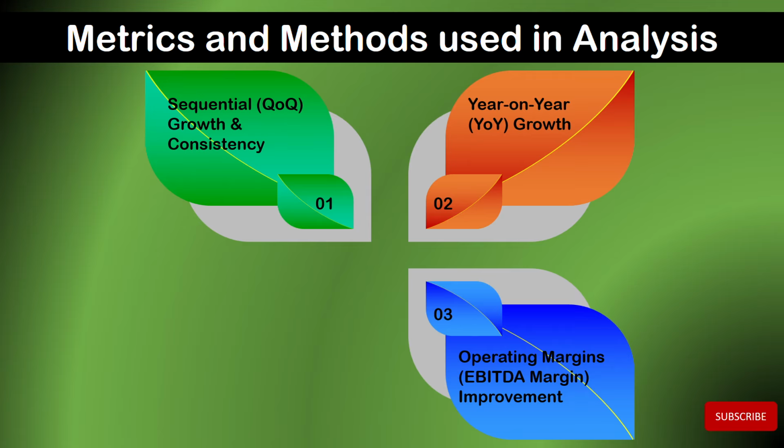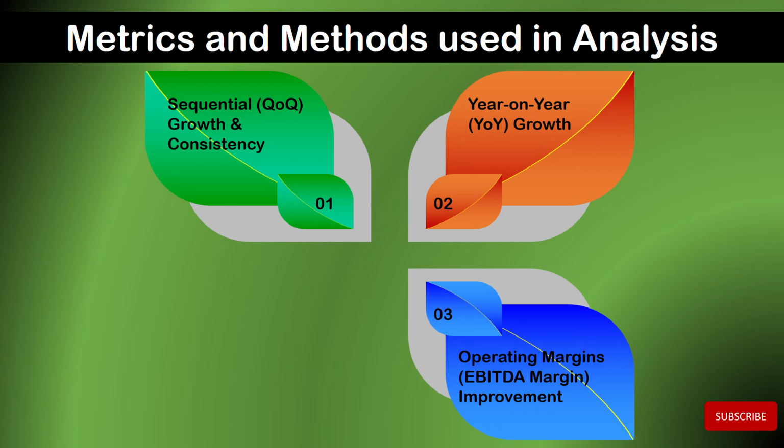The third metric that I have used is the operating margins, that is the EBITDA margin improvements. Now this metric analyzes earnings before interest, taxes, depreciation and amortization as a percentage of revenue. This shows how efficiently a company is managing its core operations before accounting for financial and tax decisions. A company can increase profit just by selling more, that is revenue growth, but if its margins are improving, it means that it is getting more profitable per unit sold. This indicates superior cost management, operational efficiency, and pricing power.